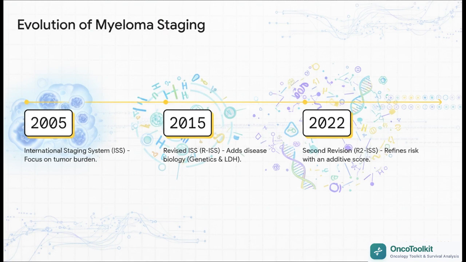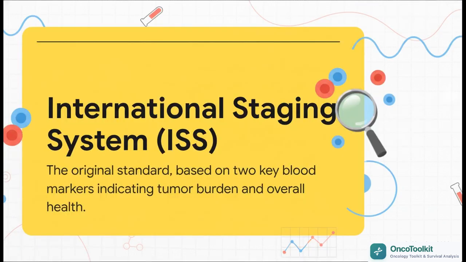It all started back in 2005 with the ISS, which just looked at tumor burden. Then, a decade later, the RISS brought in disease biology. And now, just recently, we have the R2ISS, which gives us this even more granular additive score. Let's break each of these down. So the original International Staging System, or ISS, was really the foundation for everything. Its real power was its simplicity. It just used two blood markers that are available everywhere, beta-2 microglobulin and albumin.